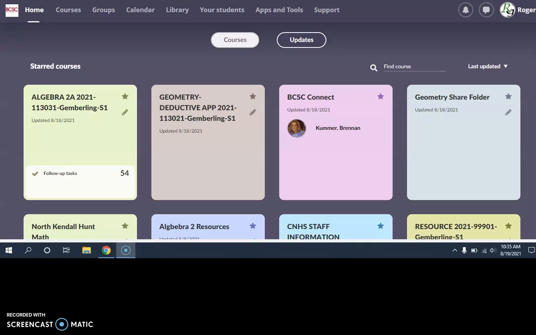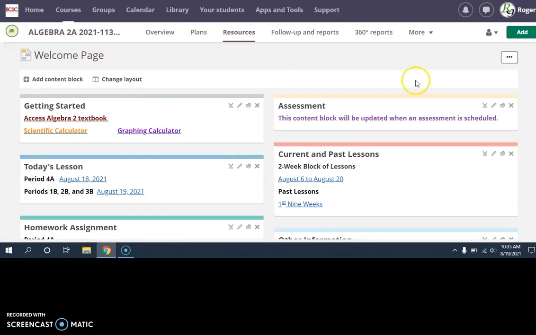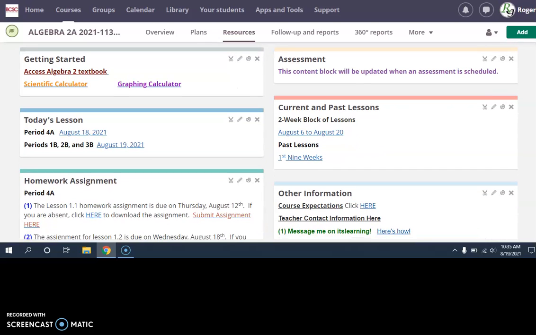The setup of the course in terms of its learning, they're very similar. So if you have a student that has Algebra 2, you look at the welcome page. You will see that all the information that the student needs is on this page.